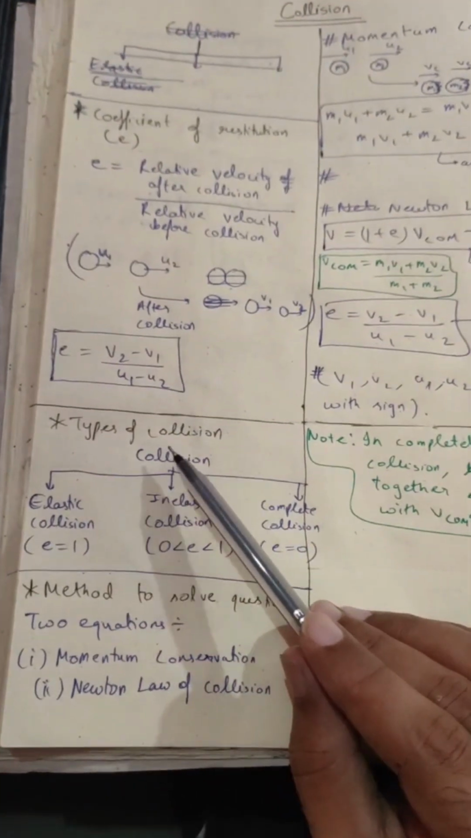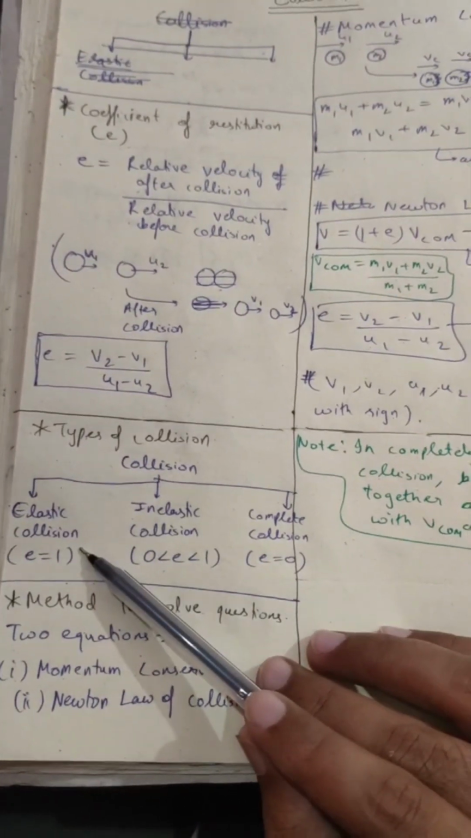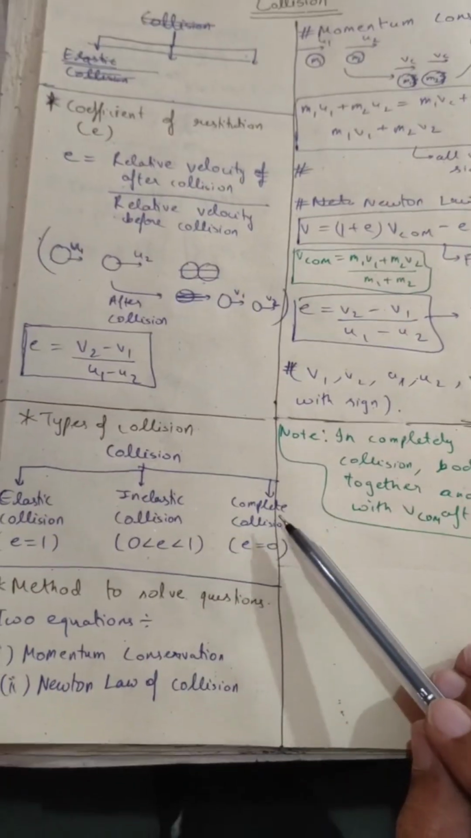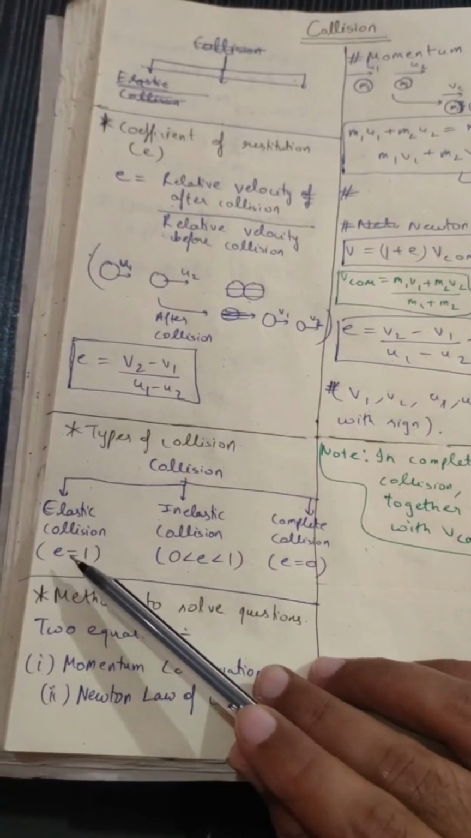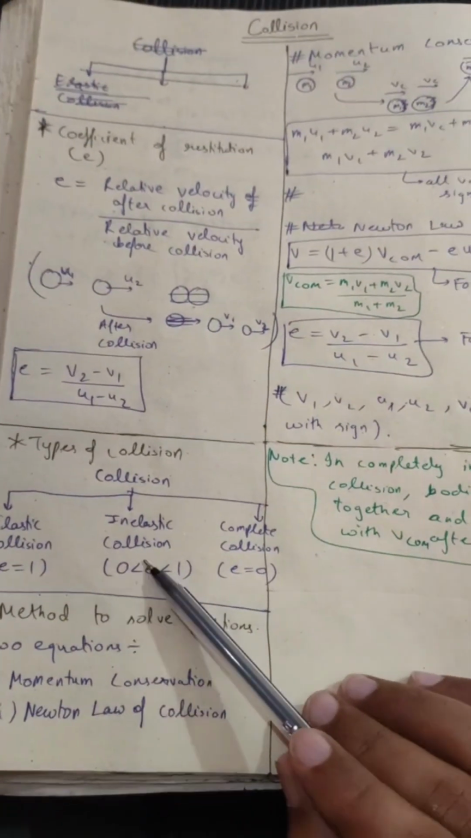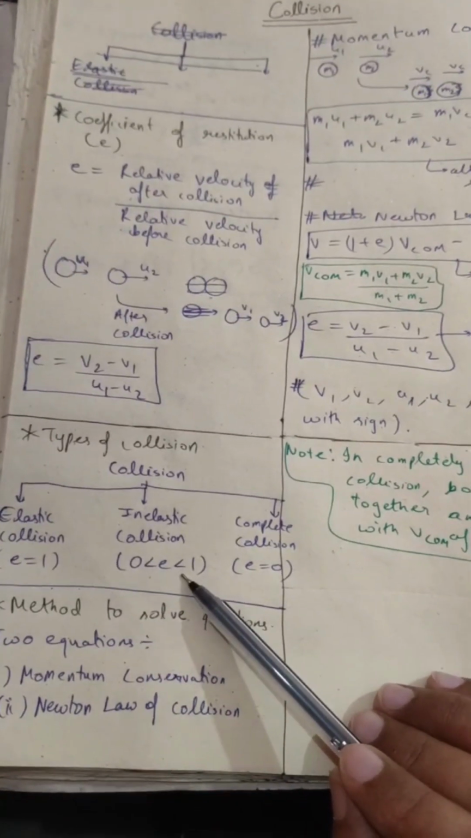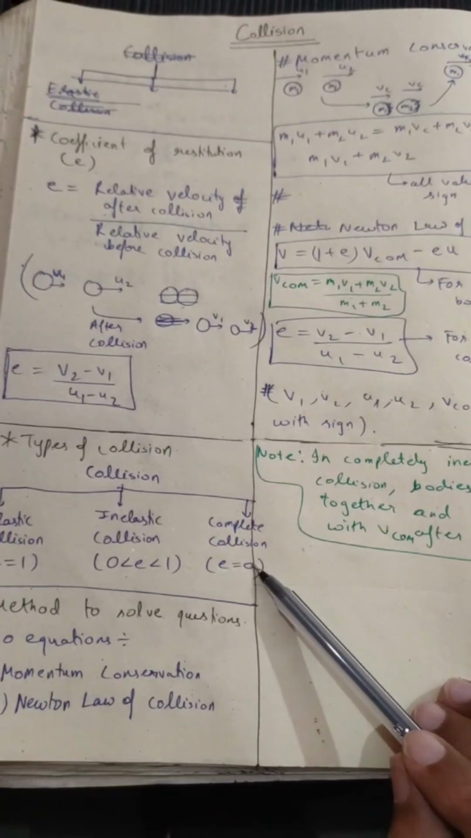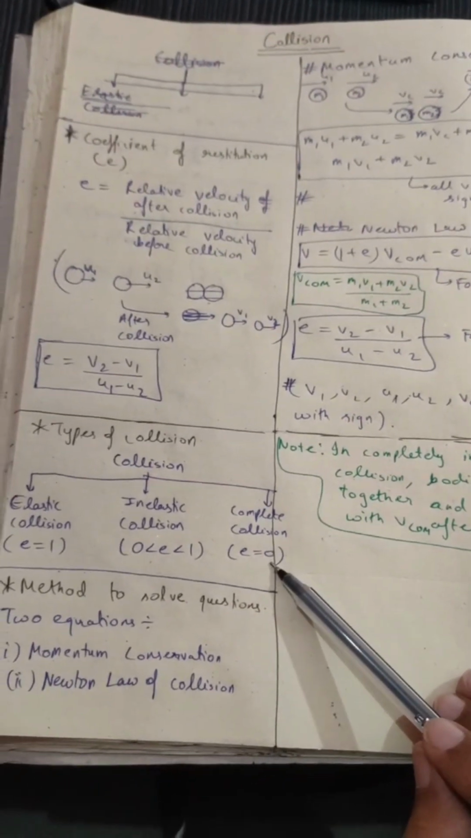Then we have three types of collision: elastic collision, inelastic collision and completely inelastic collision. In elastic collision, the coefficient of restitution is 1. In inelastic collision, the value of e is between 0 and 1. And in completely inelastic collision, e is equal to 0.